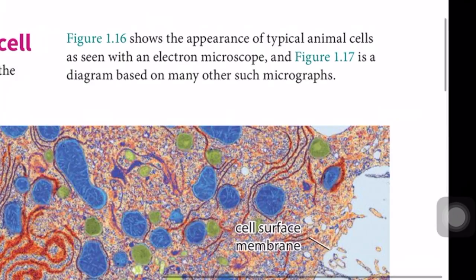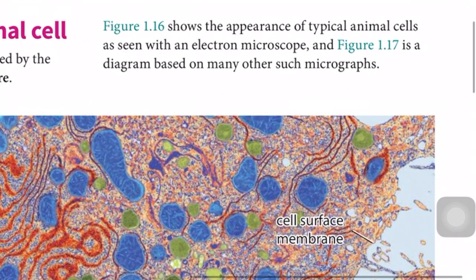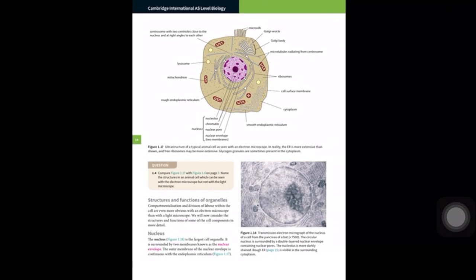Figure 1.16 shows the appearance of a typical animal cell as seen with the electron microscope. Figure 1.17 is a diagram based on many other such micrographs. Yeah, so nothing much to explain here.